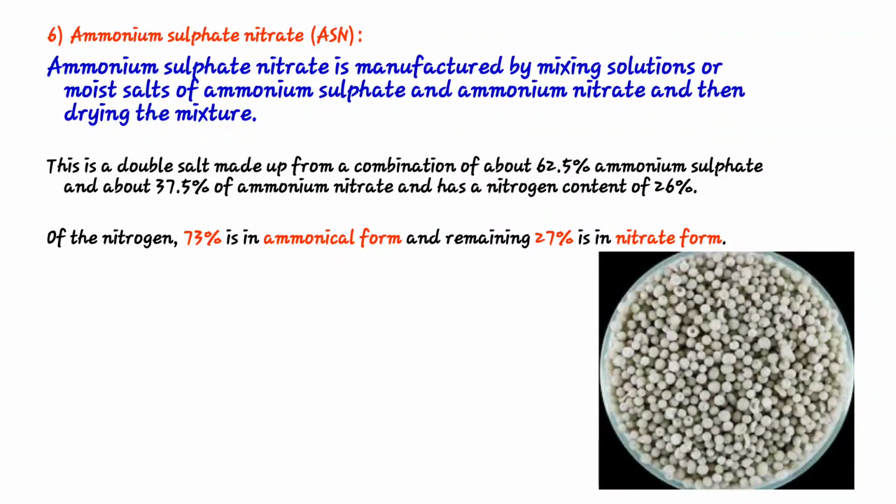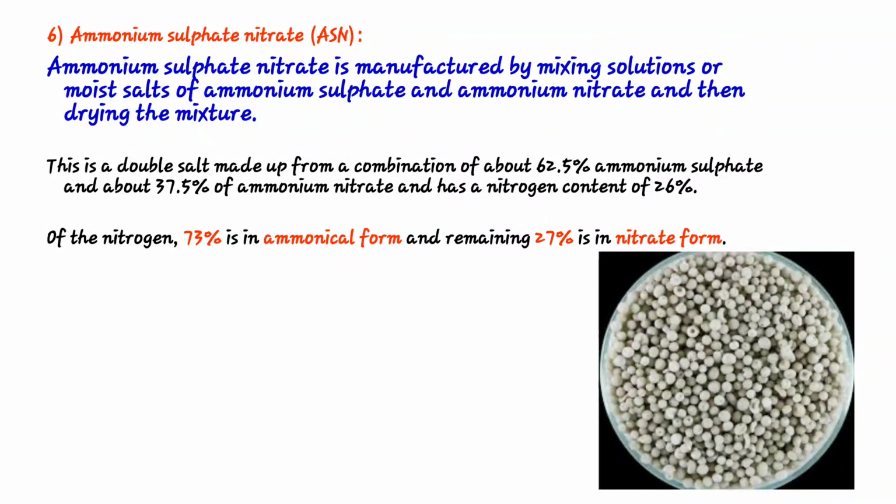Then see next, ammonium sulfate nitrate, ASN. This ammonium sulfate nitrate is manufactured by mixing solutions or moist salts of ammonium sulfate and ammonium nitrate and then drying the mixture. It's a very easy and simple method. It is made up from a double salt, a combination of about 62.5% ammonium sulfate and about 37.5% ammonium nitrate, and it contains 26% nitrogen.